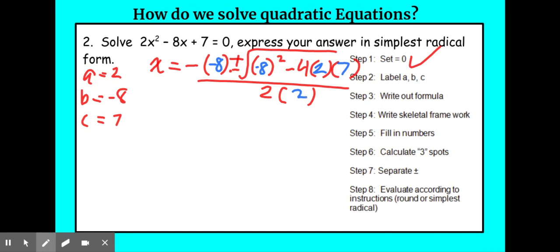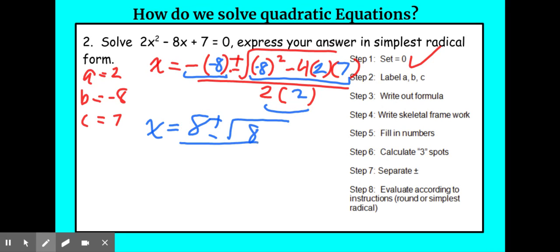Okay? Next step, calculate the 3 spots, this, and this. So in your calculator, when you do negative 8, you should get x equals positive 8 plus or minus the square root. Now, plug in your calculator, parenthesis, negative 8 squared minus 4 times 2 times 7, and you should get 8. All over 2 times 2 is 4. Okay? Next step, you're going to separate it. So you have x equals 8 plus radical 8 over 4, and x equals 8 minus radical 8 over 4.